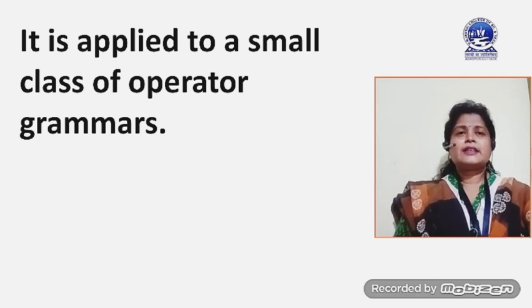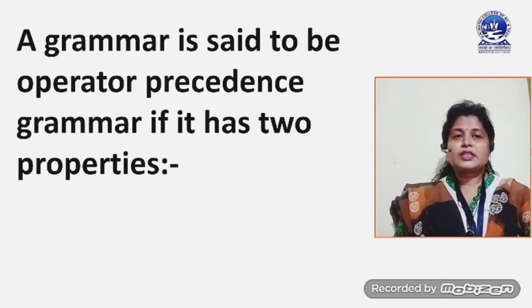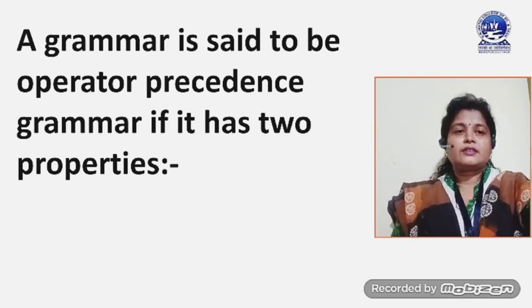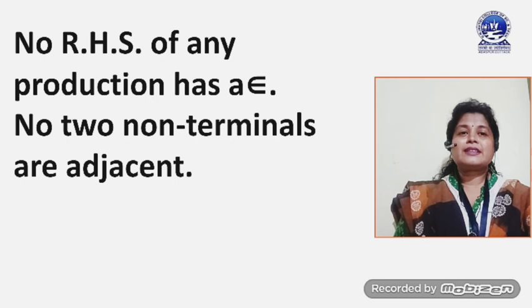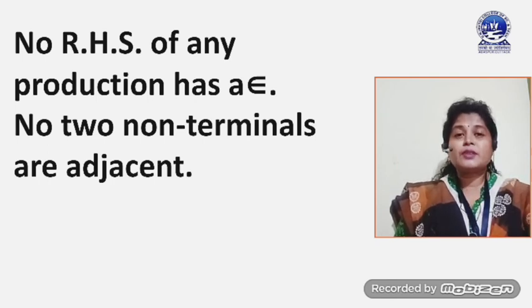It is applied to a small class of operator grammar. A grammar is said to be operator precedence grammar if it has two properties. The first one is that no right hand side of any production has an empty symbol, or empty value. The second is that no two non-terminals are adjacent. Obviously, if you are doing some sort of operation, then a result must be produced. It means that the right hand side cannot be null or empty, and no two non-terminals are adjacent.